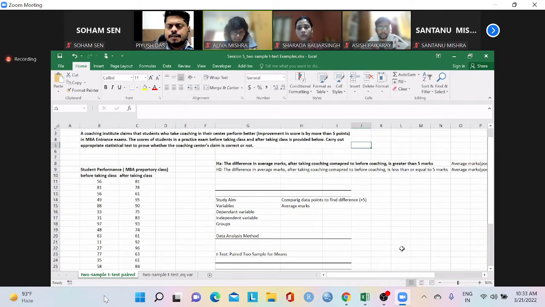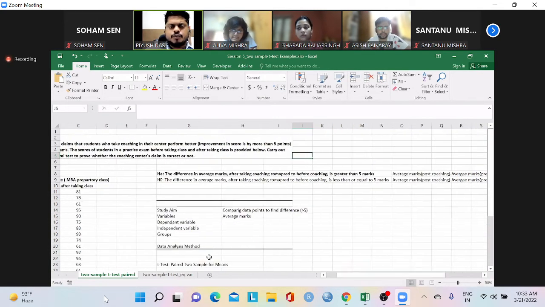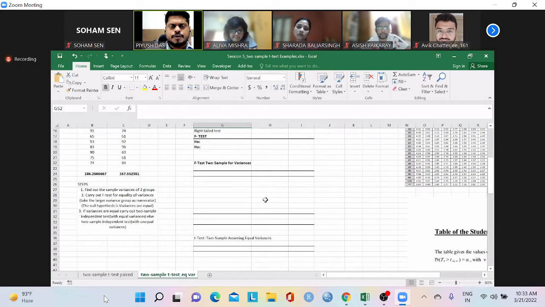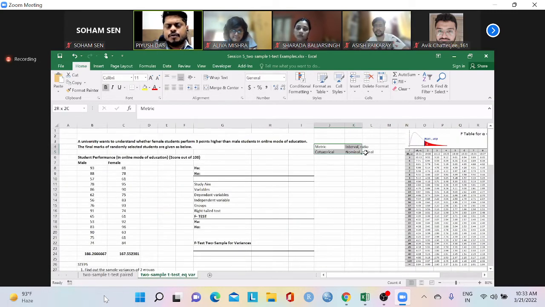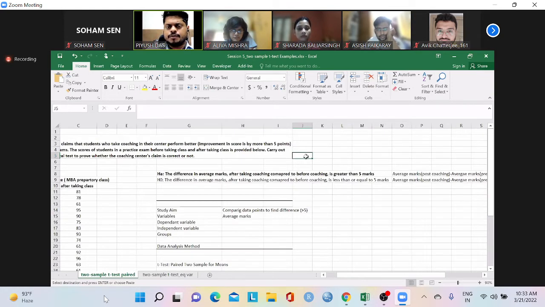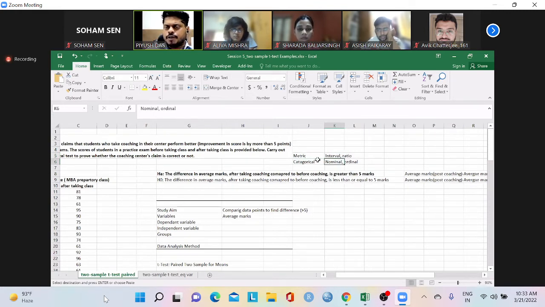We generally will not get into those details. As long as we know whether it is metric or categorical, we should be good enough. If you go through that PDF document, either interval or ratio, it is a metric data. Nominal or ordinal, it is a categorical data. Marks is an interval data.